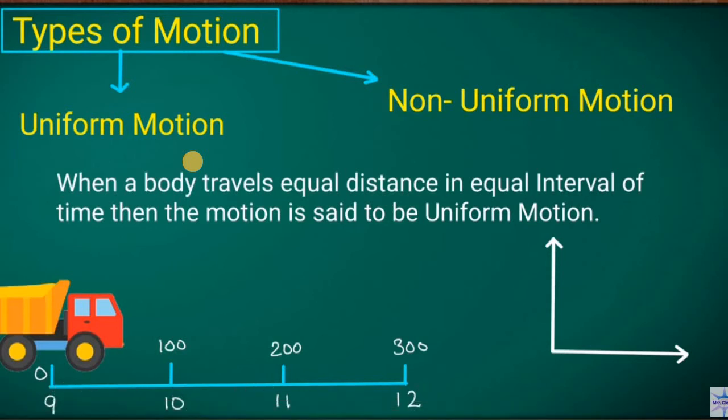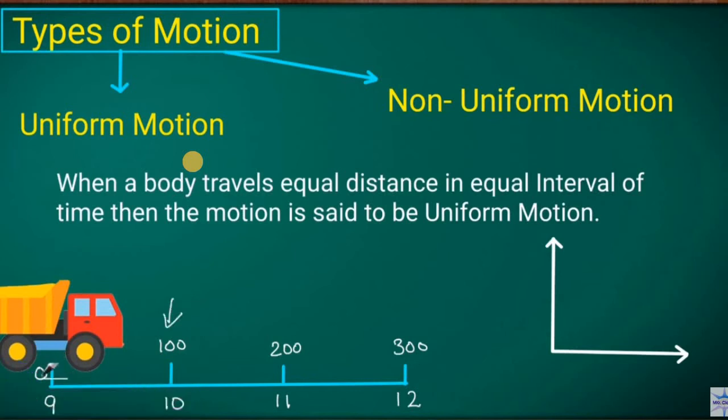Then the motion is said to be a uniform motion. Suppose here one truck is there. Suppose in the main position, the initial position, that is 0. When it starts, it starts from 9 o'clock, and at 10 o'clock it covers a distance of 100 kilometers.